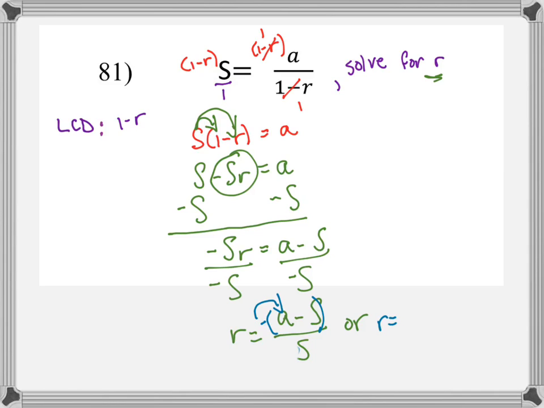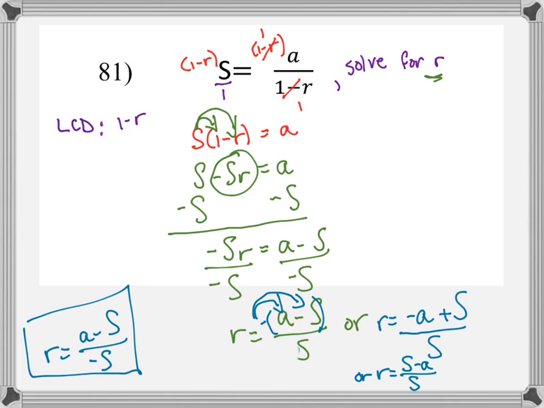So here, let's distribute the negative in the numerator. Negative a times negative, the opposite of negative s, which is positive s. And that's over s. That's your answer. But because of that negative out in front, often you'll see it so that the numerator is rearranged and r is written as s minus a over s. But that first expression that we got, r equals a minus s over negative s, is correct, just as well as r equals s minus a over s. They are the same or equivalent answers.